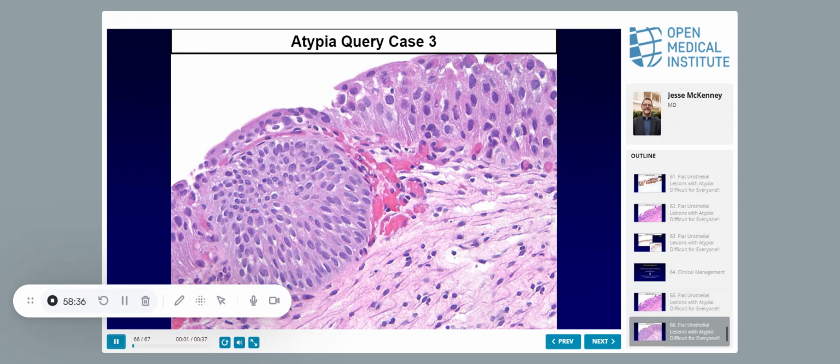Okay. Third case, and then we'll break. So again, this is really subtle, but this is a von Brunn's nest, and I think this is just normal. See how this is just subtly different? They're pink. They're a little bit darker. What is that? And again, there was a lot of this. I wanted to show it right up against these. This is very subtle. There's no way in the world I would call this CIS, but it's unusual. It bothers me. And so again, this is another one that I would call urothelial atypia of uncertain significance.